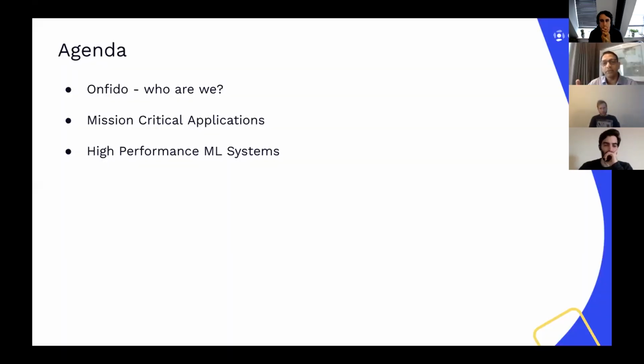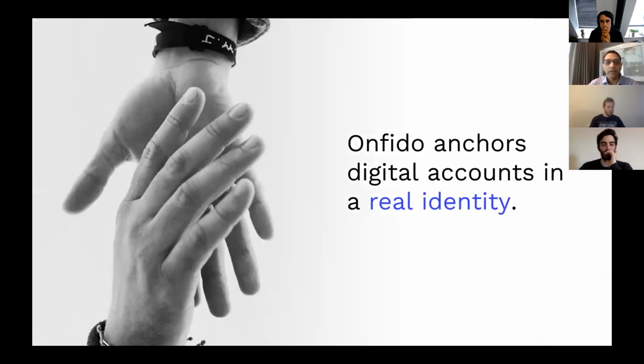Looking at how we measure errors completely flips when you go from a conventional application to a mission critical application. And then what does high performance ML look like for these kinds of cases? So Onfido, what does Onfido do?